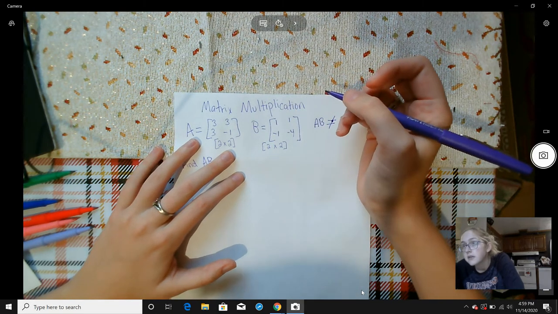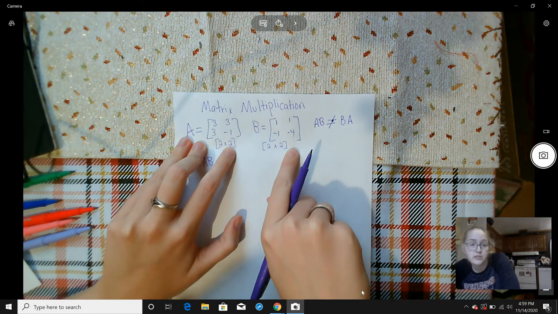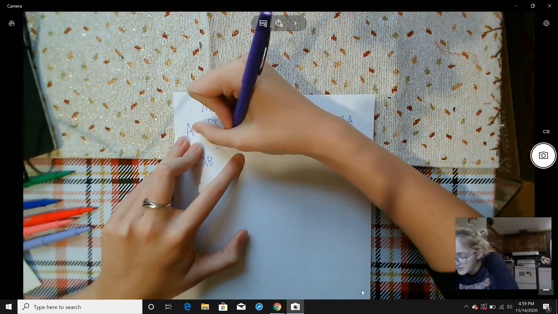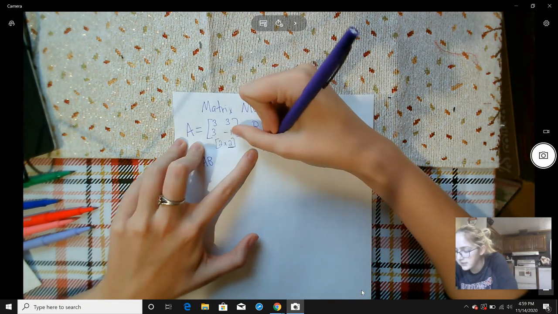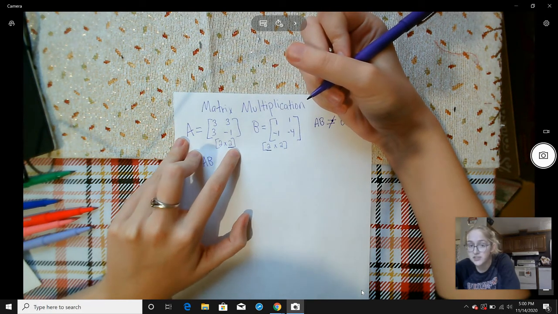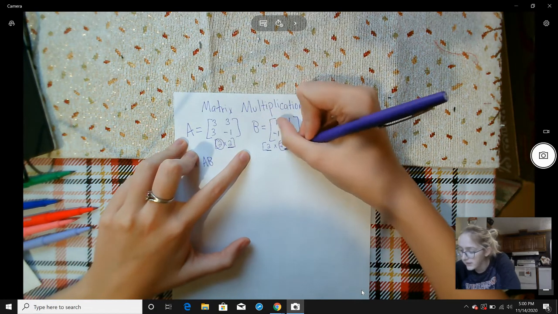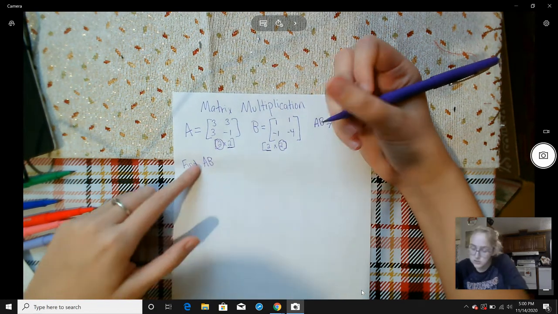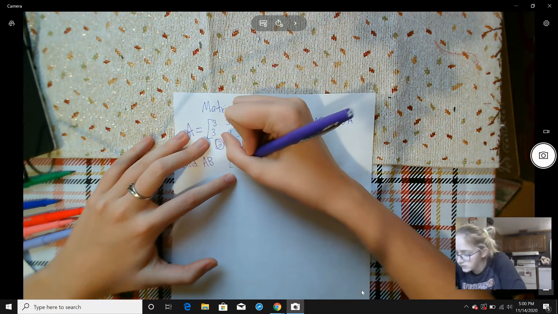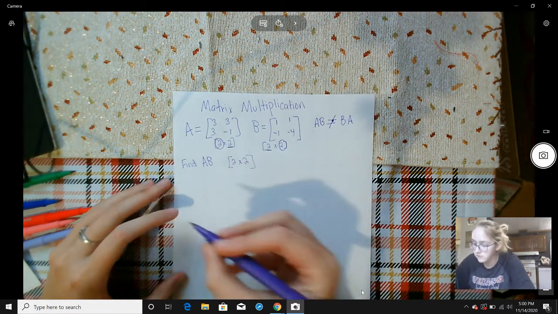The rule for multiplying matrices is that when you're making your boxes for your dimensions for each matrix, if the end number of matrix 1 and the beginning number of matrix 2 match up, that means you can do matrix multiplication, and your resulting matrix is going to be whatever numbers are left over. In this case, we have a 2 by 2, so we're going to end up with a 2 by 2 matrix.